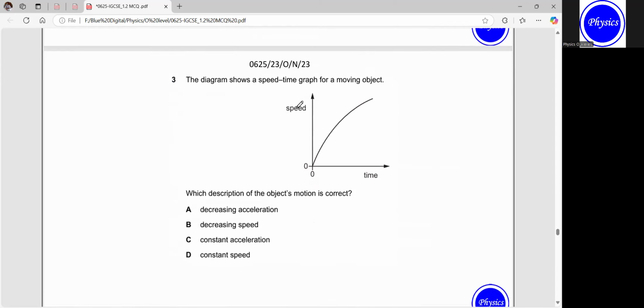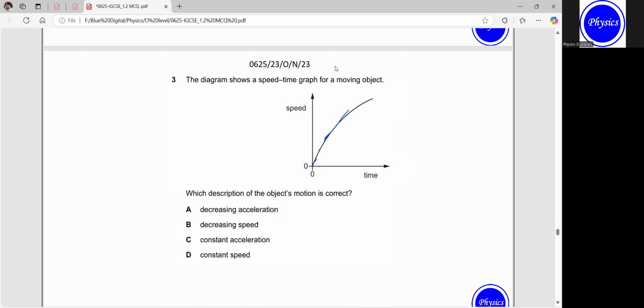The diagram shows a speed time graph for a moving object. Which description of the object's motion is correct? Obviously, whenever you see a curve like this, its gradient is decreasing. Yes or no? It's getting a decreasing gradient. So it decelerates, or decreasing speed? Decreasing speed.